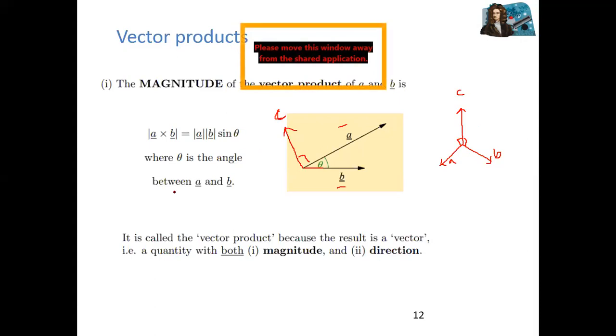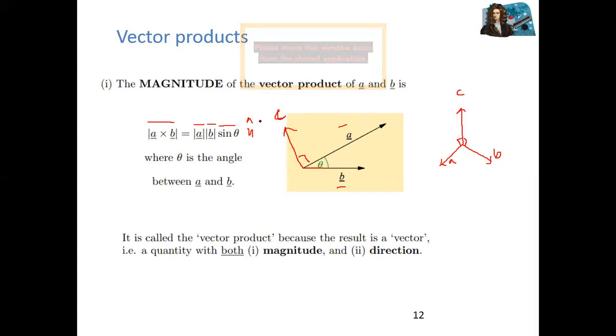The formula of vector product is A cross B equal to A magnitude, B magnitude with sine theta, and we also have a direction. Direction means i, j, or k, just one direction. For example, let's suppose in this case A is on the X axis and B is on the Y axis. So the result will be on the Z axis.